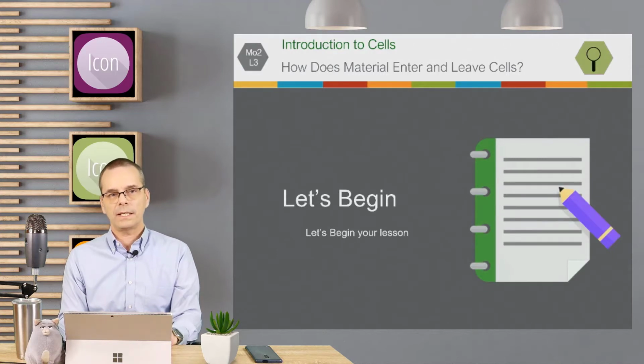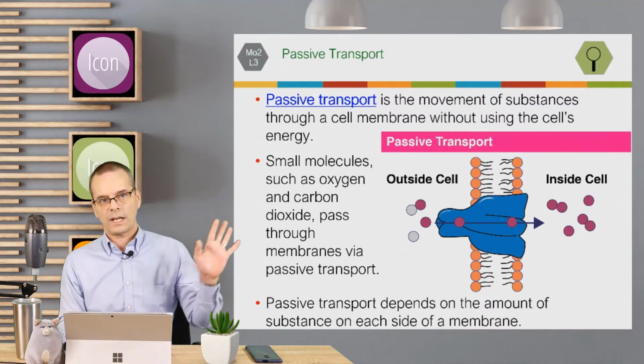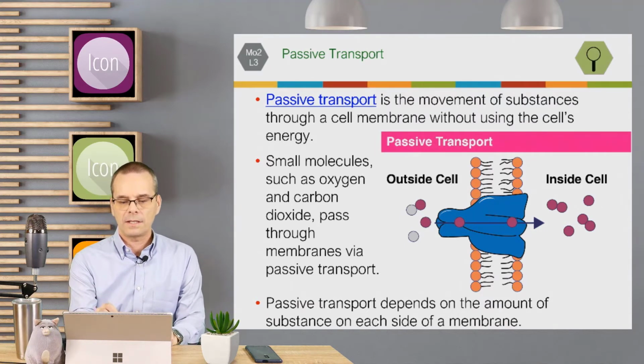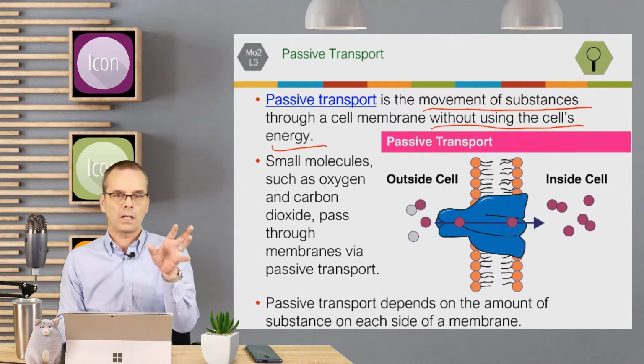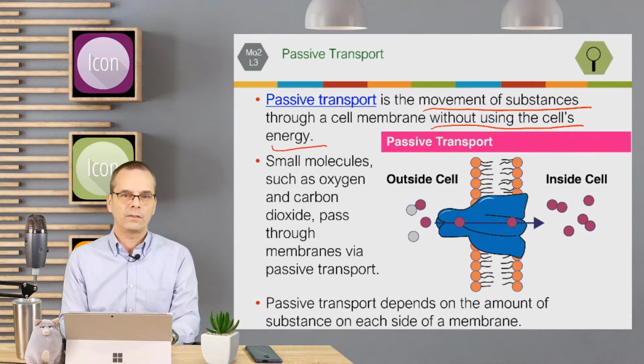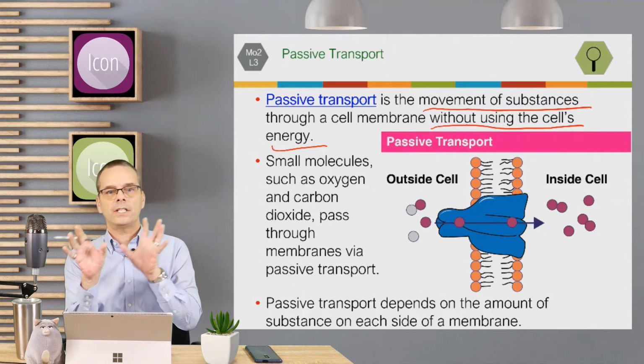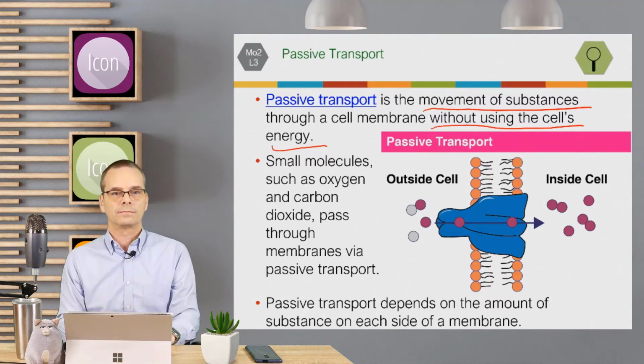So let's go ahead and begin your lesson. Remember, one of our vocabulary words was passive transport. Again, this is the movement of substances without using the cell's energy. Small molecules such as oxygen and carbon dioxide can pass through membranes using passive transport, and it really depends on the amount of substance on each side of the membrane.